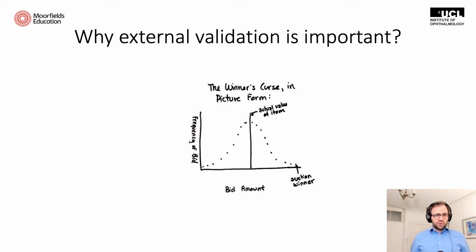So what this picture is showing you here is that the actual value of an item is where that vertical line is, but the auction winner is obviously the one that has paid the most for it. So the actual value of the item is going to be overestimated, right? So that's the idea. That's why we need to always externally validate our findings, ideally, to make sure that we haven't overestimated them from our data set, and that we can replicate the findings.